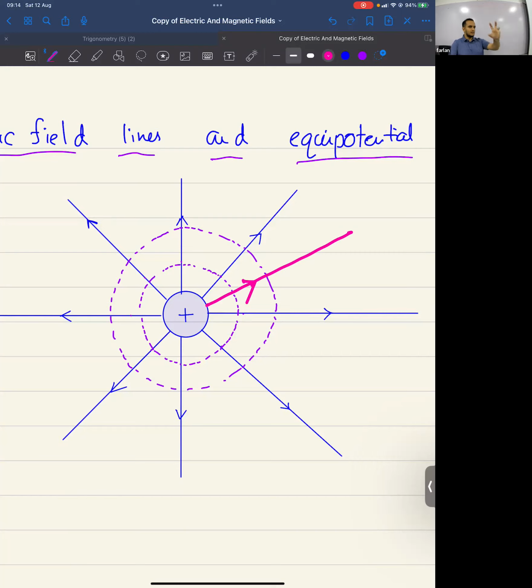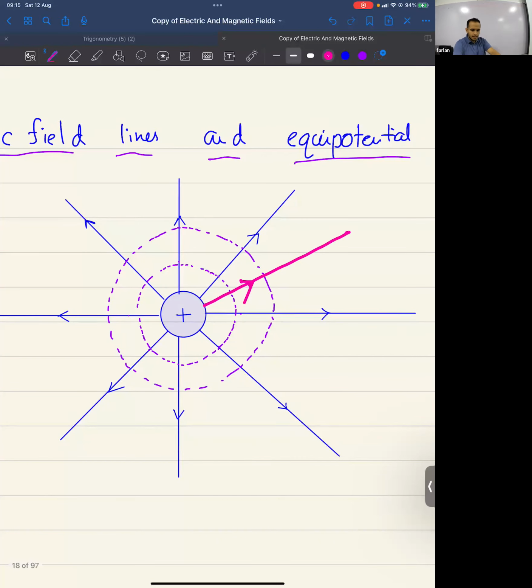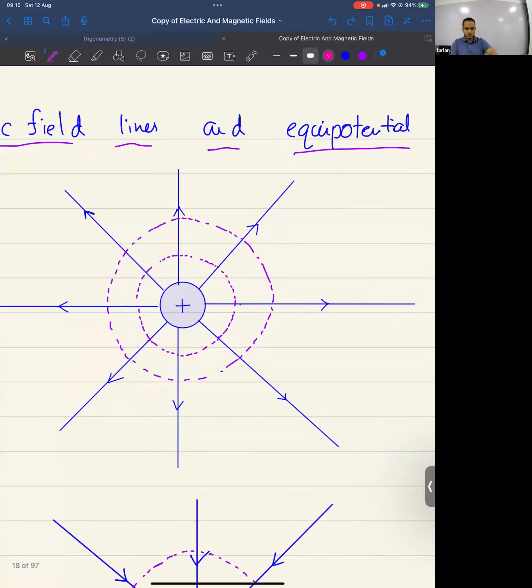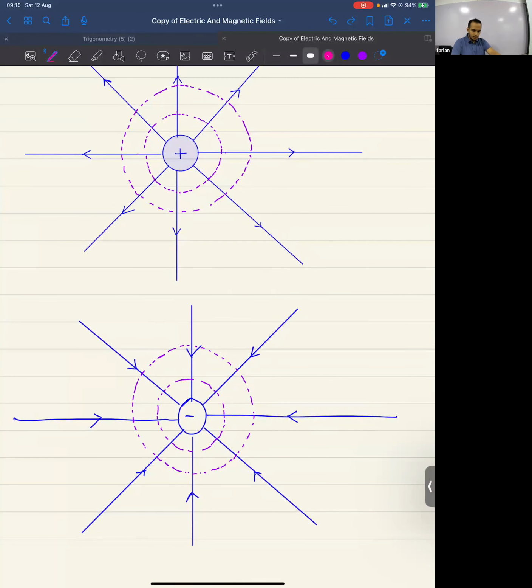Understand? So the easiest way to remember which way the electric field lines will be: at that point, if you leave a +1 Coulomb charge, or a small positive charge, which way will it experience the force? That way is the direction of the electric field. So if you take a positive charge, the electric field lines will be away from it. If you take a negative charge, it will be very similar. The only difference is the electric field lines will be towards the negative charge.